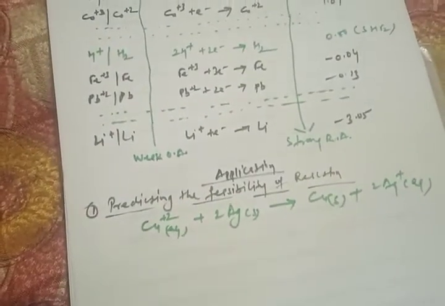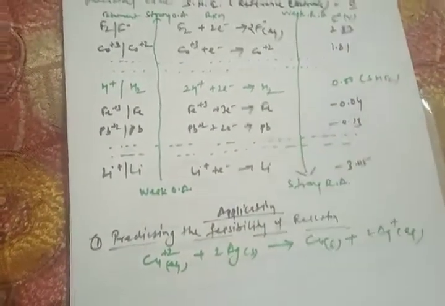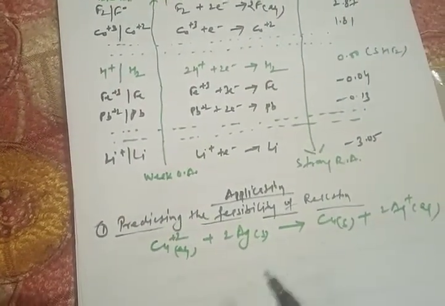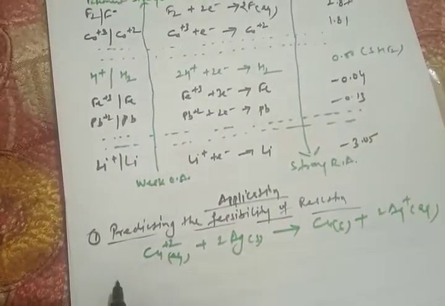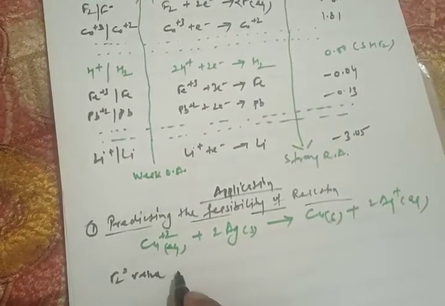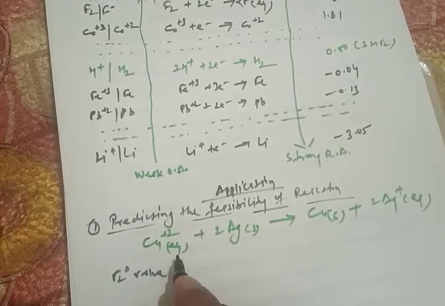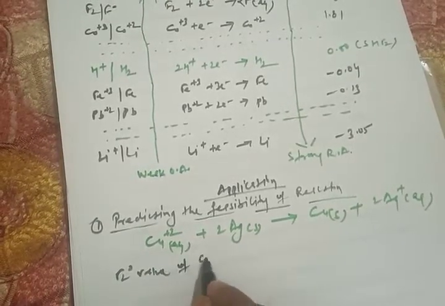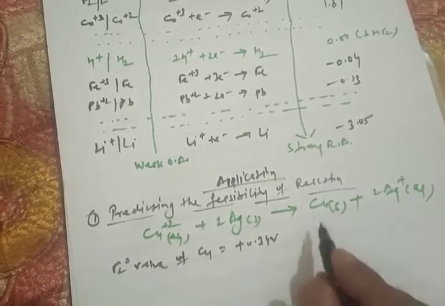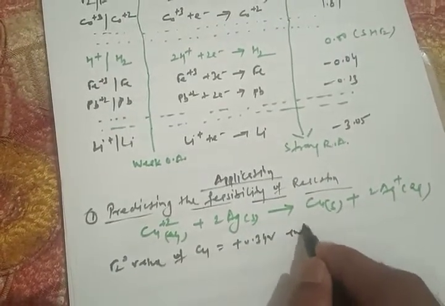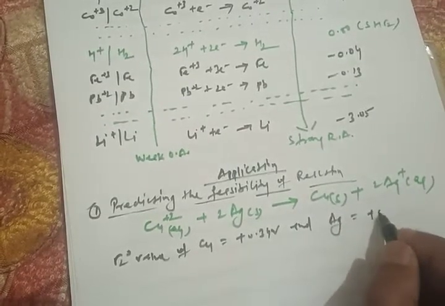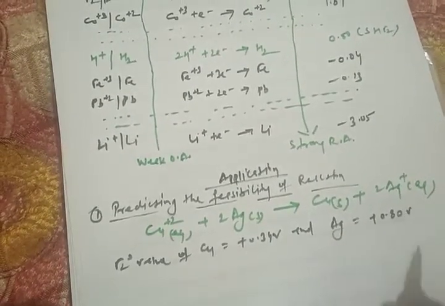So we have the values as per the table. If you go through the complete table, you will get the values of copper and silver also. So I am writing the values here. The E naught value, the standard EMF or electrode potential value, of copper is plus 0.34 volt, and for silver it is plus 0.80 volt.